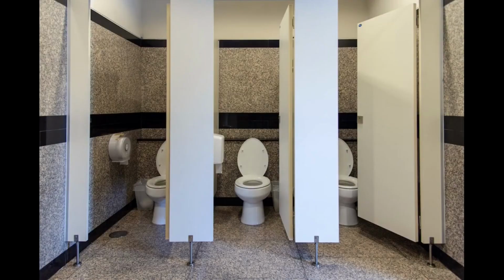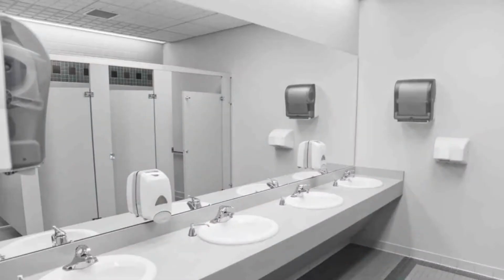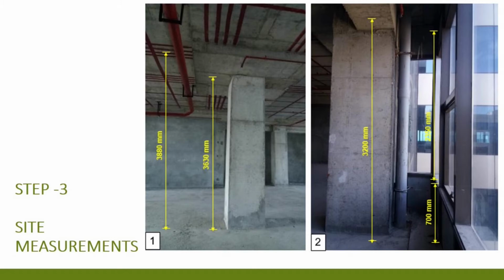Also, as per the building area, the provision of water closets, urinals, wash basins have to be as per the minimum number given in the building code. Once you're done with floor plate analysis, you move on to step 3, which is site measurements. Some key measurements like column to column, floor to slab, floor to beam bottom are noted down.